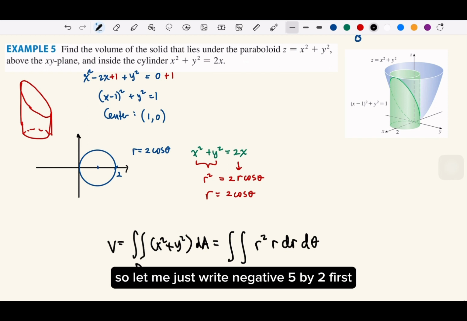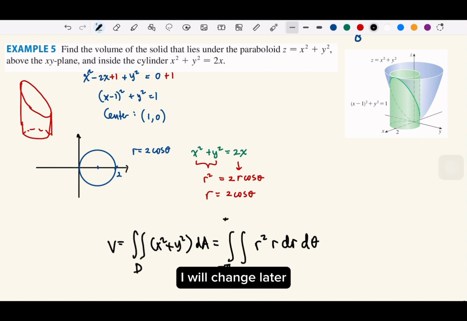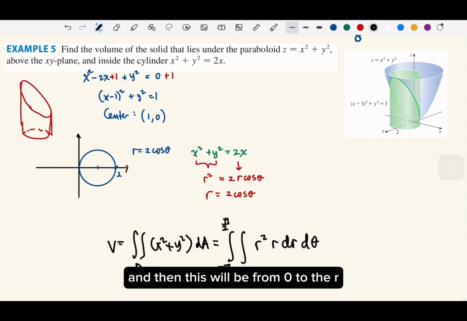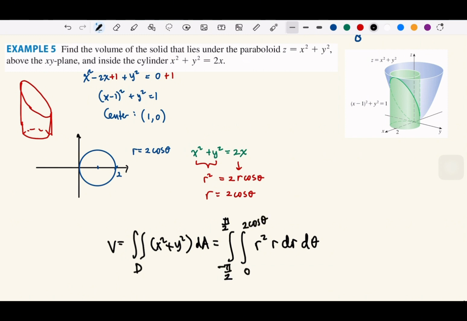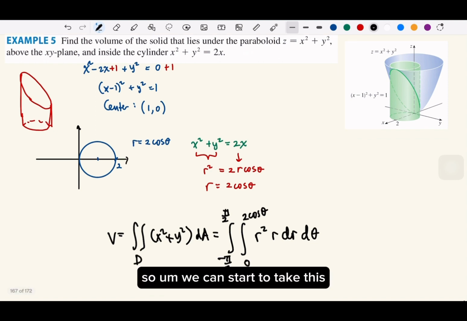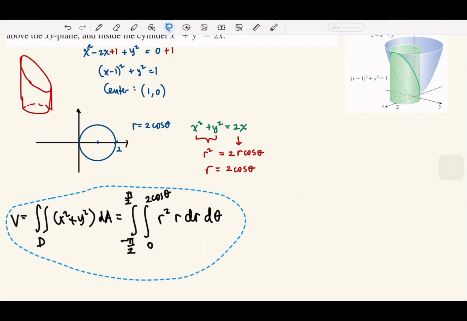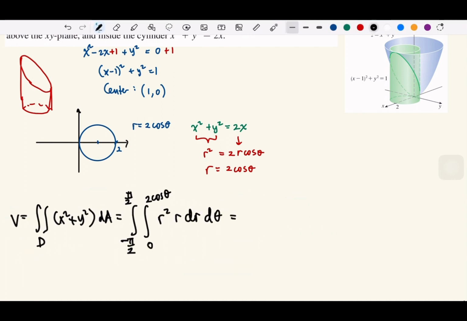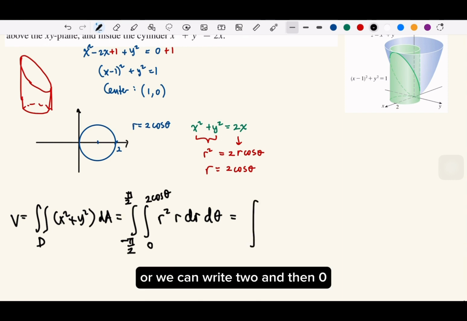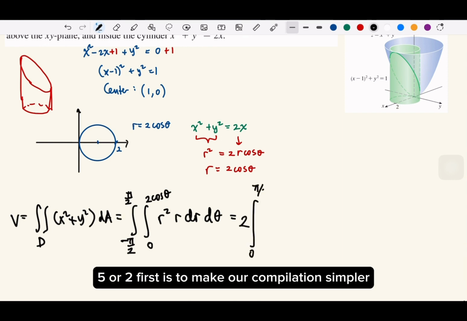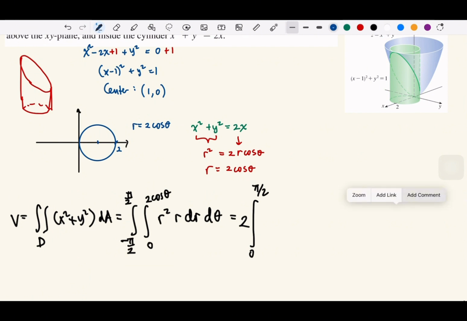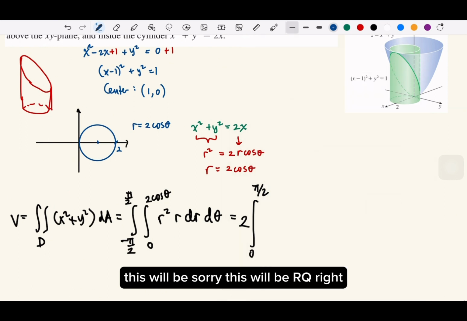So let me just write negative pi over 2 first, I will change later. And then this will be from 0 to r equal to cosine theta, right? So we can start to take this. Or we can write 2 and then 0 to pi over 2 first, just to make our calculation simpler. This will be r cubed, right?